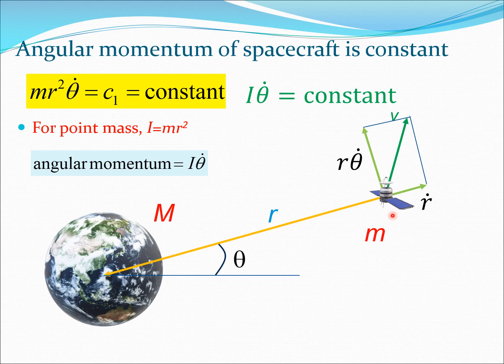We can write this as a fact of physics that the angular momentum of the spacecraft is constant, because if you have a point mass, I is m r square, and therefore this equation is the same as I theta dot equals constant. Essentially this is telling us that this particular value is constant, and so the angular momentum of the spacecraft is constant.